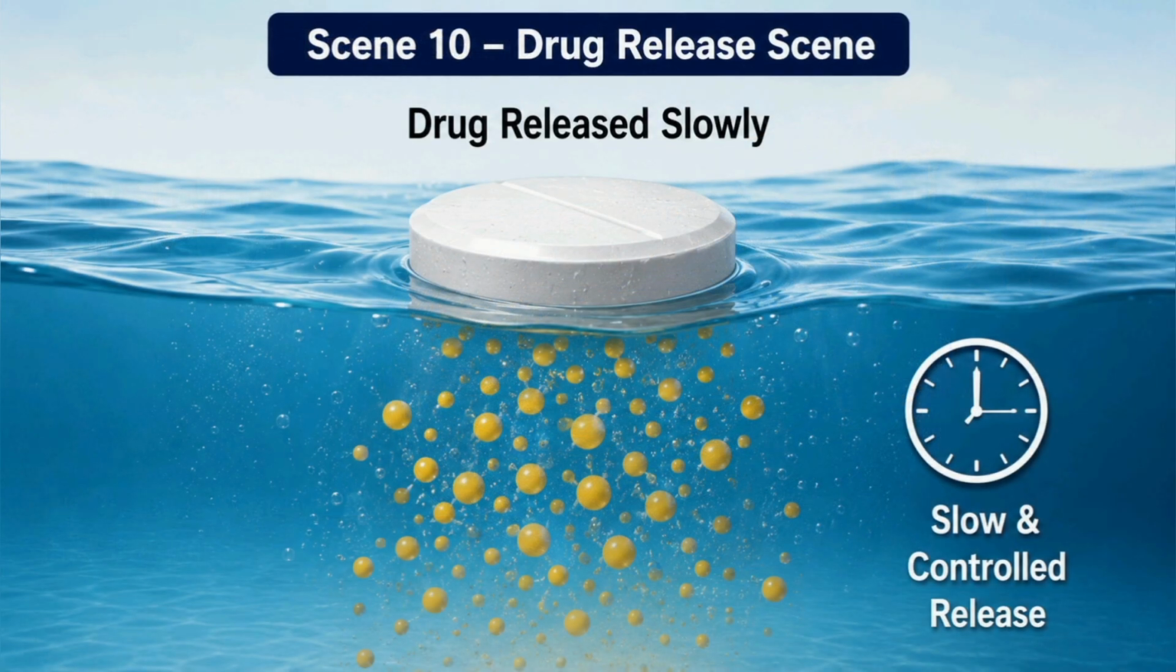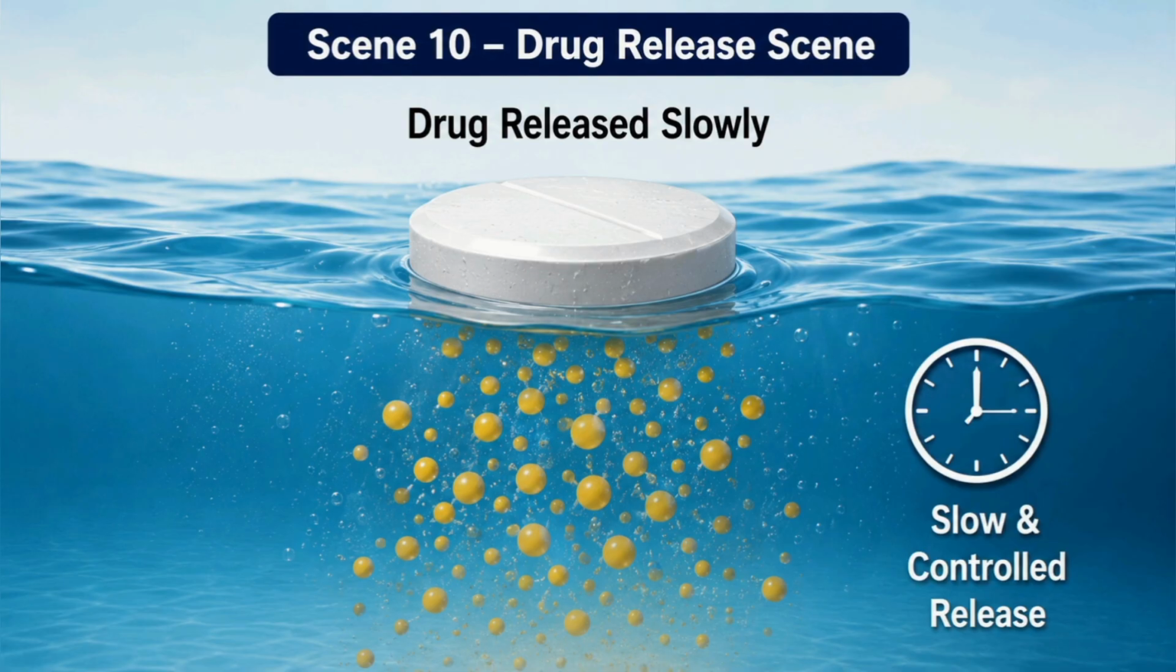So, slow drug release. Now our tablet is floating, right? But what happens to the drug? The drug is released gradually from the hydrated matrix here. So look at the small drug particles moving away from the tablet. This represents the controlled or prolonged release.